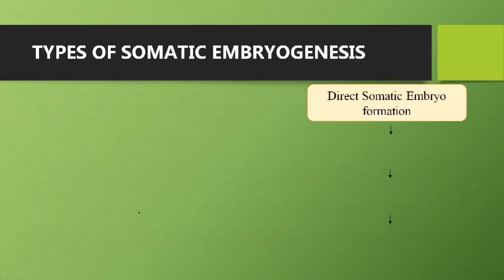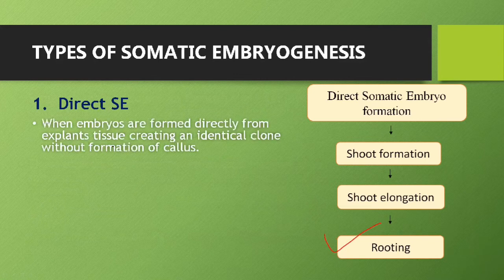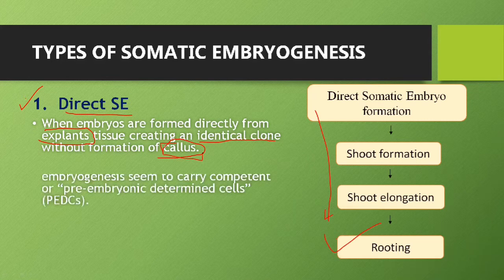The first is direct somatic embryo formation, in which the shoot is formed first, then shoot elongation is seen, and finally the rooting of the embryo is seen. When the embryos are formed directly from the explant, the shoot and the roots form directly from the explant without formation of callus tissue. Such a type of somatic embryogenesis is called direct somatic embryogenesis. We don't need any formation of callus.